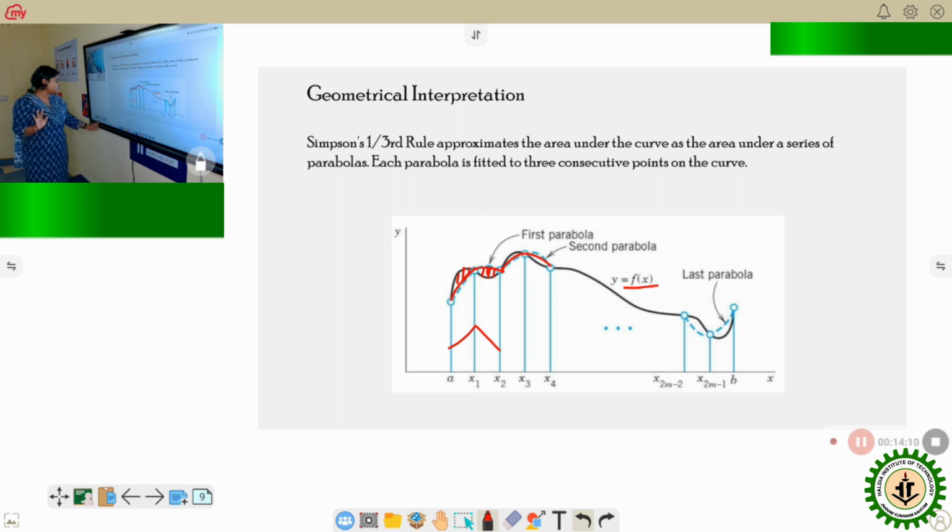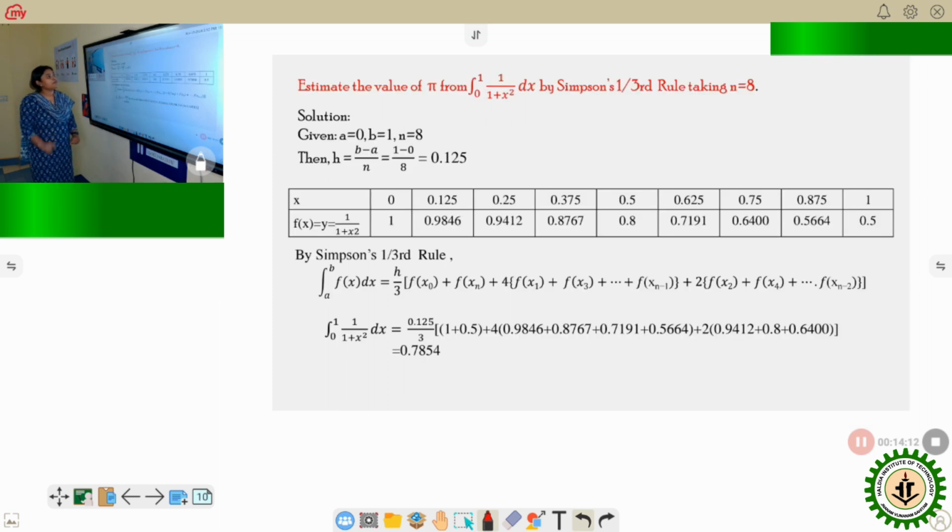And next, suppose we will do one problem. The question is: estimate the value of pi from the integral from 0 to 1 of 1 by 1 plus x square dx by Simpson's one-third rule taking n equal to 8. Now one more thing, I have repeatedly told you that n must be even. n cannot be an odd number. Here n equal to 8 is already given. But sometimes it may not be given, then you have to assume it on your own, such that n is an even number.